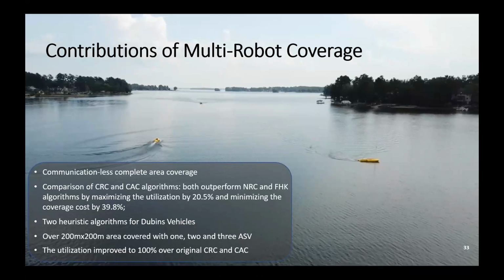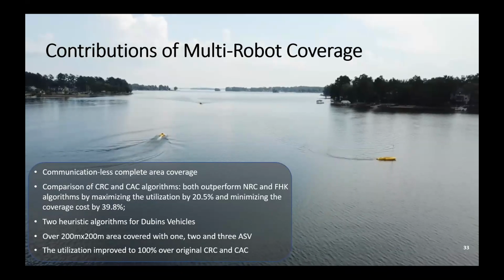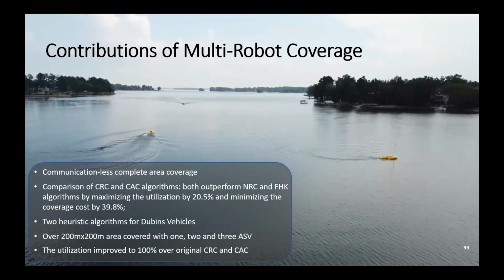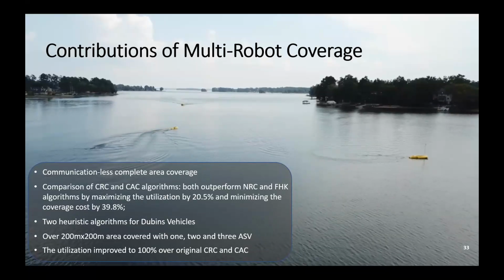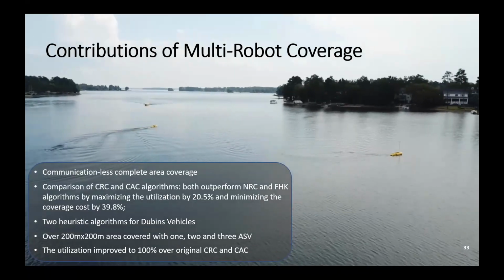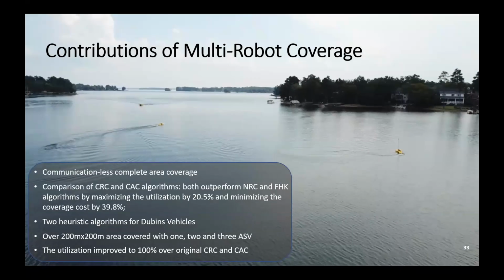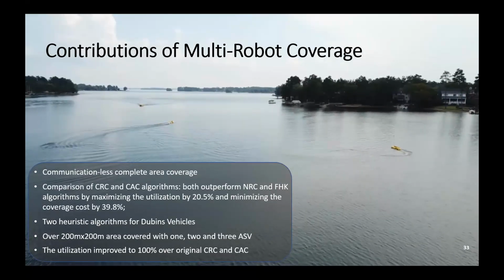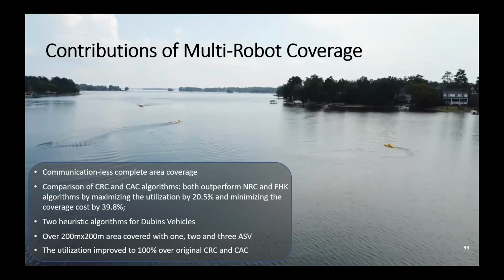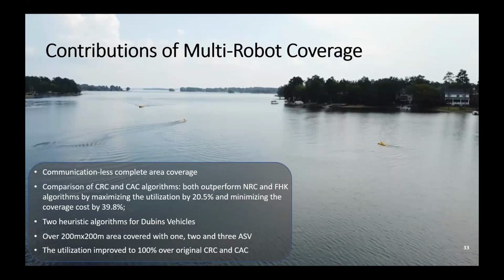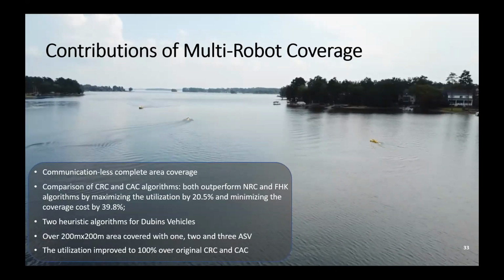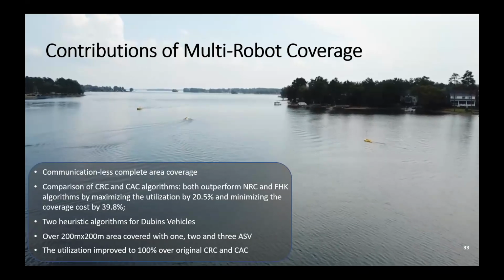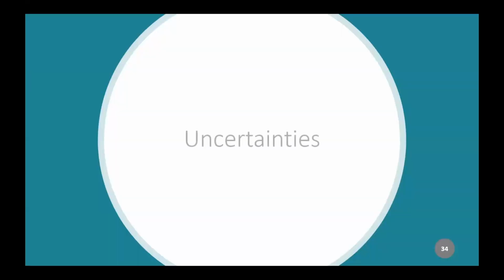So the contributions for the multi-robot coverage are as follows. We have communication-less complete area coverage. We compared the CRC and CAC algorithms, which outperformed the baseline algorithms, maximizing the utilization and also minimizing the maximum cost. We have 2 heuristics that take into account the Dubins vehicle constraint, and we covered about a 200 by 200 area. So what is the Dubins curvature?